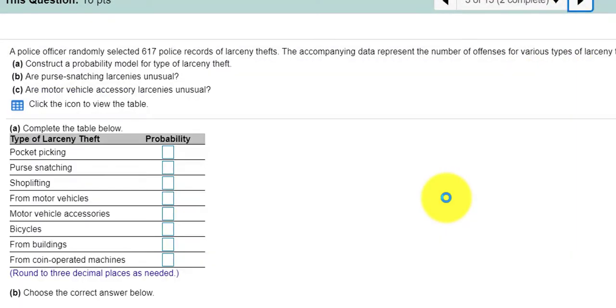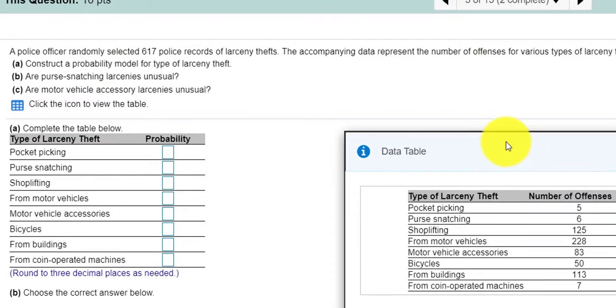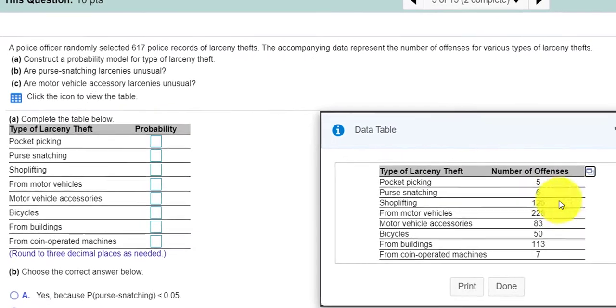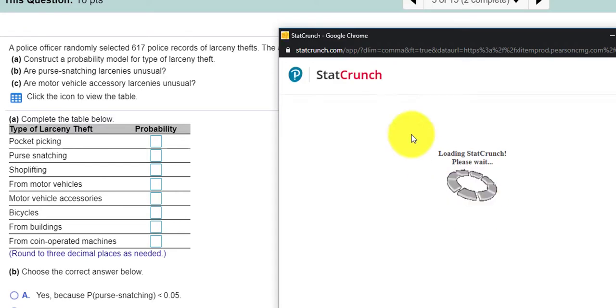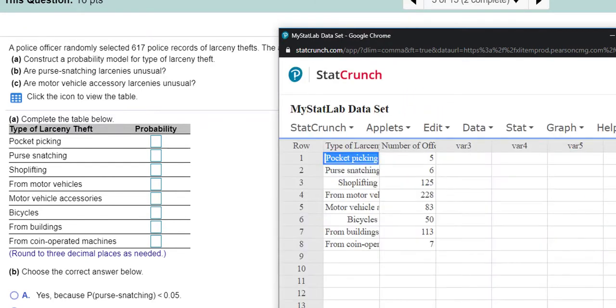Next question. Okay, now they want us to complete the table below. So it looks like 5 offenses for pickpocketing, 6 for purse snatching, and this is out of a total of 617. So I need to divide each of these numbers by 617. I wonder if I can do that in StatCrunch easily. Let's take a look here. There might be a quick way to do this, right? So here's our data.